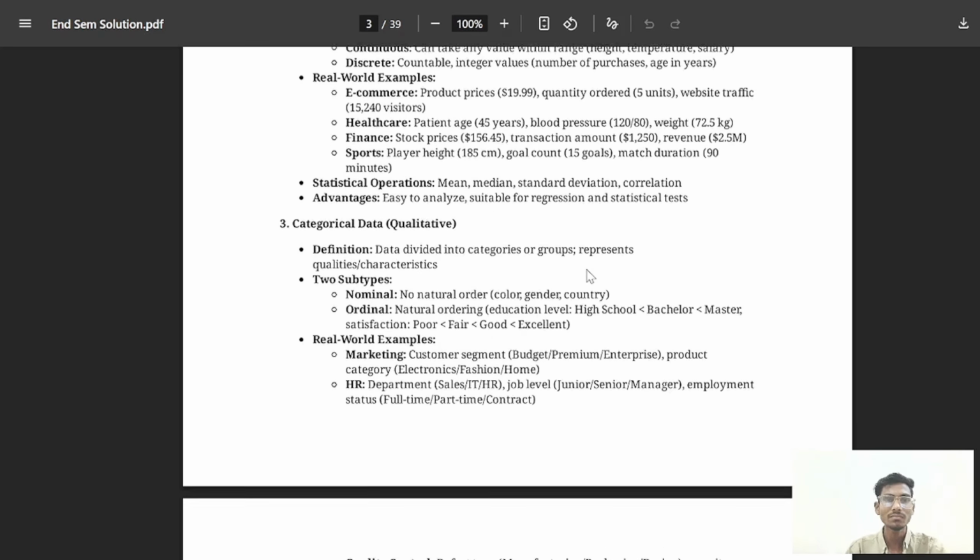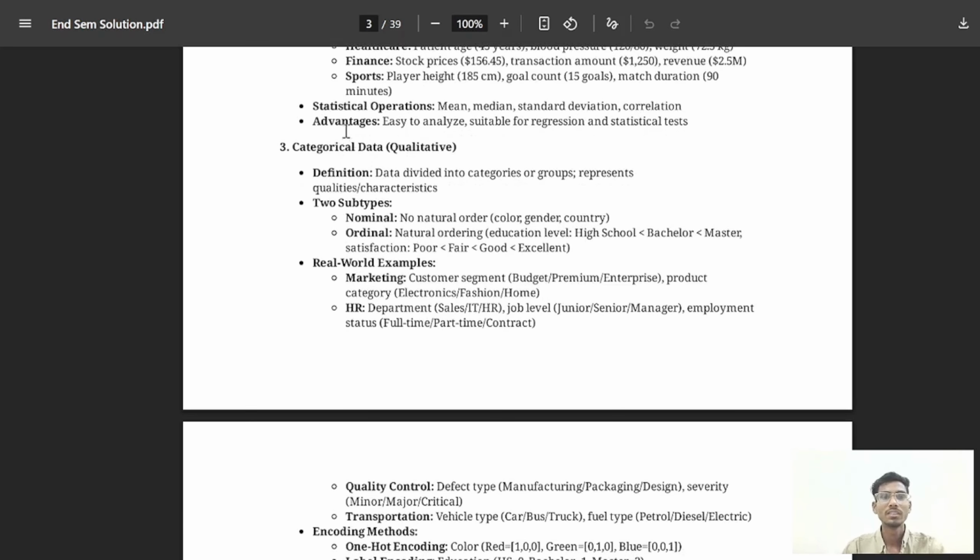Advantages: so its advantages are easy to analyze, suitable for regression and statistical tests.